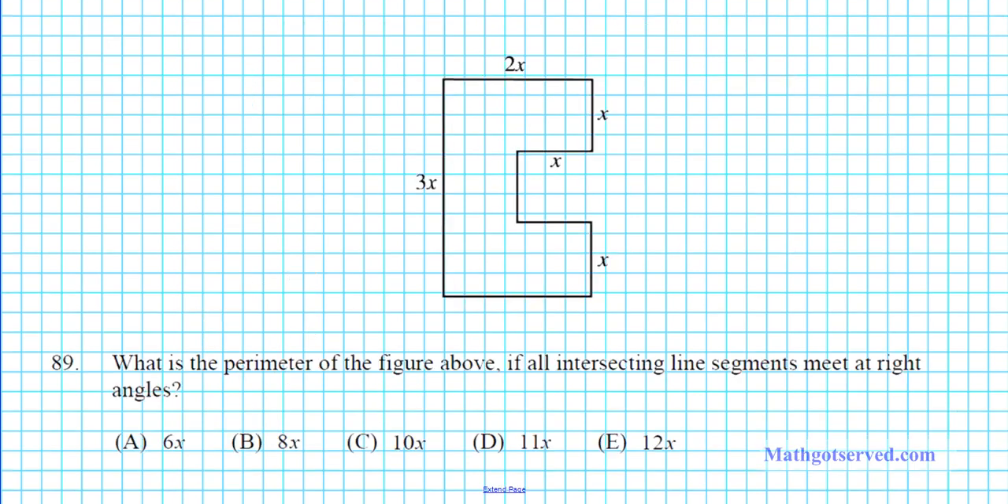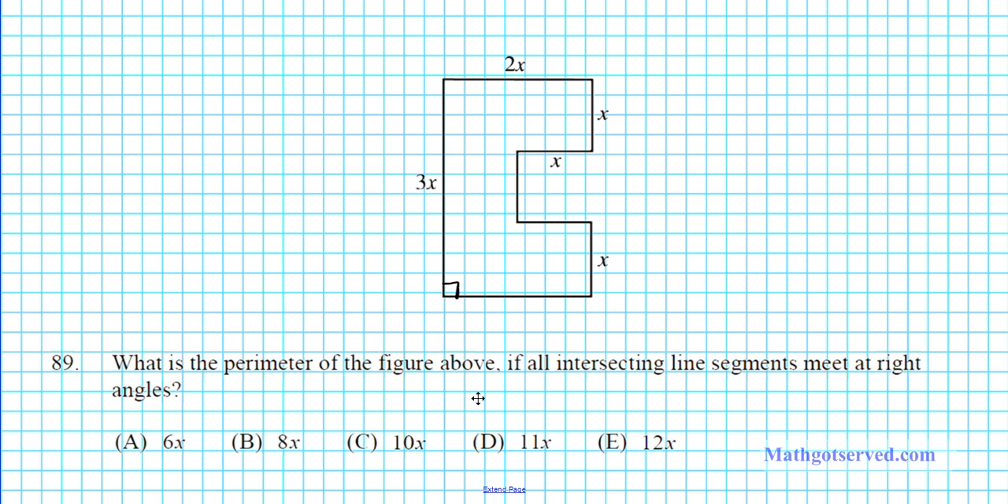All right, let's take a look at problem 89. It says, what is the perimeter of the figure above if all intersecting line segments meet at right angles? All right, so let's see. The perimeter is basically the distance around the entire object, right? The lengths all combined. So that's what we're going to use to find the perimeter.